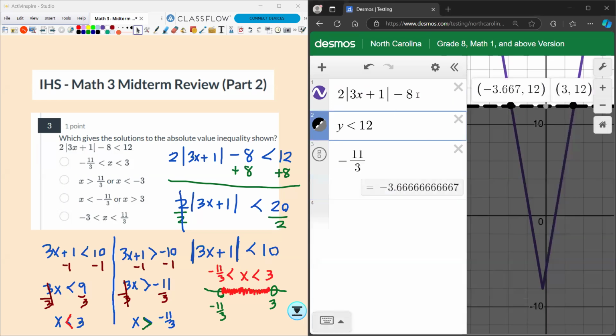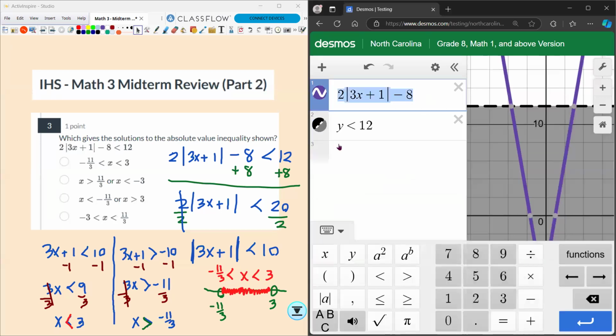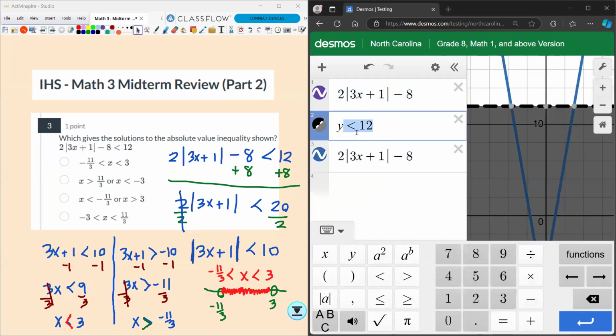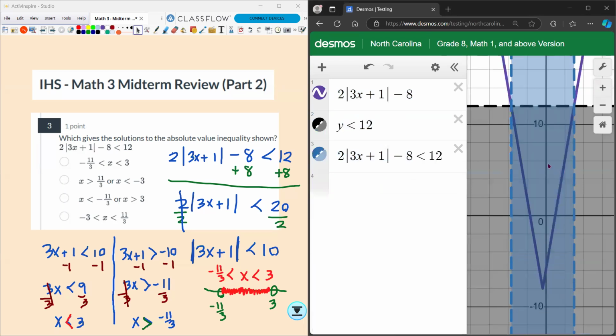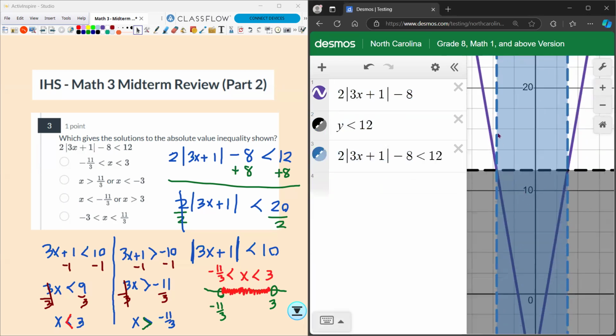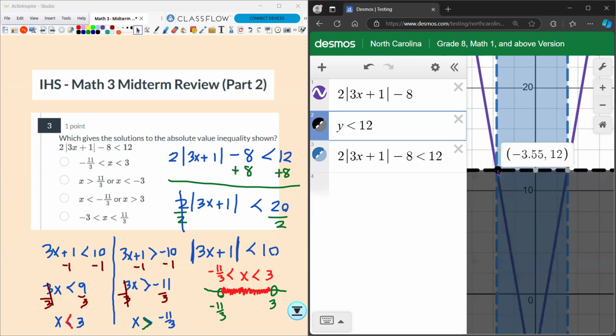Now you can put the whole thing in there if you want. So we'll copy this, and then we'll say less than 12. And so you can see it's shaded between them and they're dashed lines, which means it's open circles. So negative 11 divided by 3, less than x, less than 3.